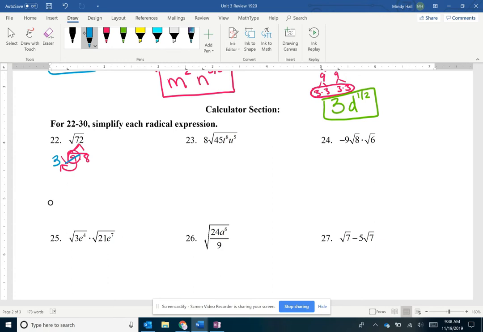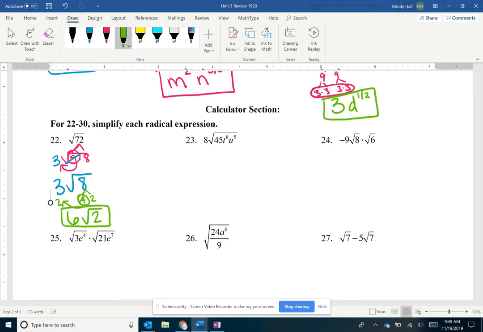Actually, I just realized it does give me 3 root 8. But what you'll notice is that 8 also breaks into 4 times 2. And if 4 is a perfect square as well, that gets to move out, which brings out a 2. And so 3 times 2 gives me 6 square root of 2.